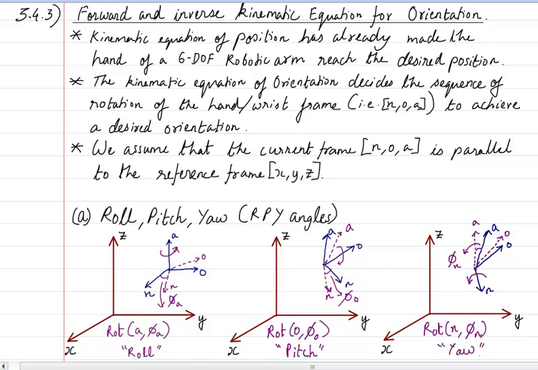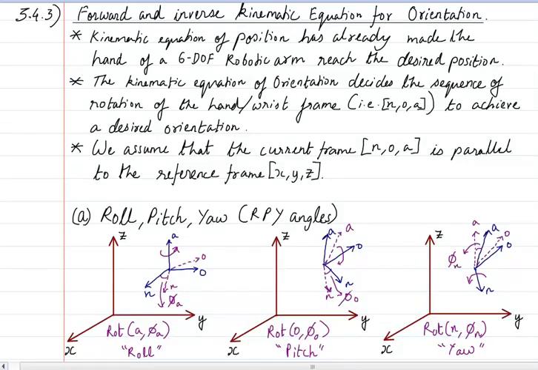So after this roll, pitch, yaw, what will be the equation of the orientation? Here we started with n parallel to x, O parallel to y, and A parallel to z. But after these three rotation motions of the wrist, the orientation has changed. And with these three motions, we can achieve any kind of orientation that we want. That is the RPY angle, and based on that we have to find the kinematic equation. Let me write it.